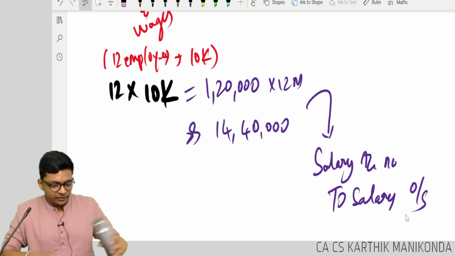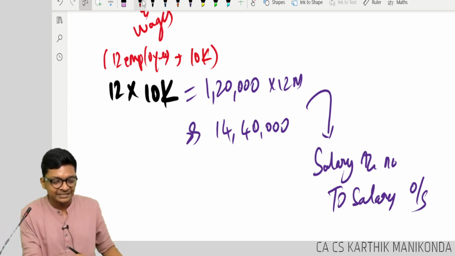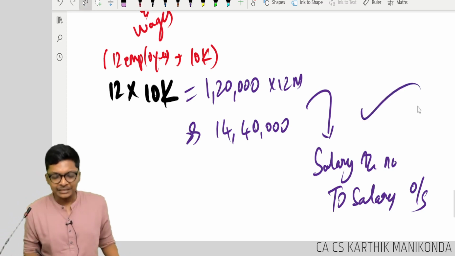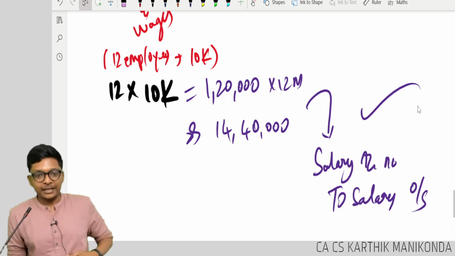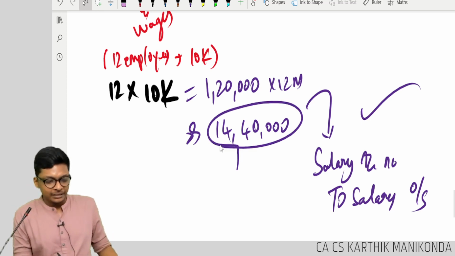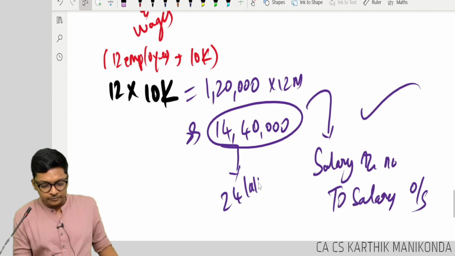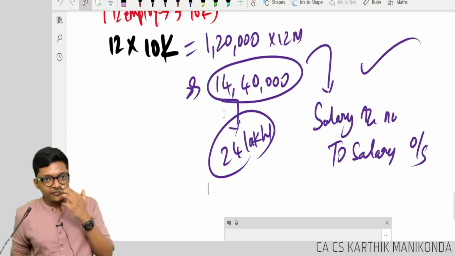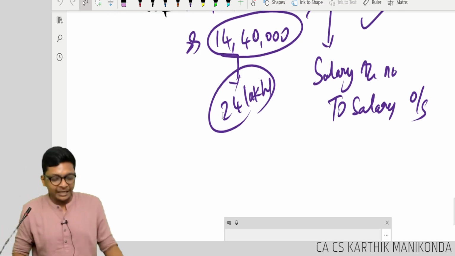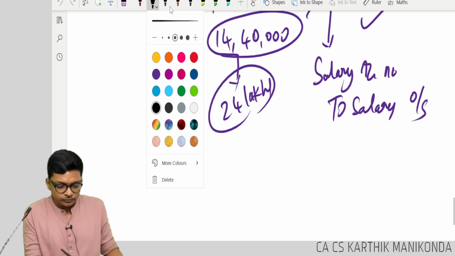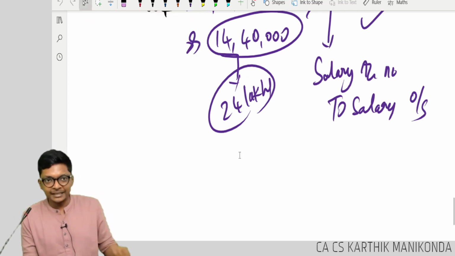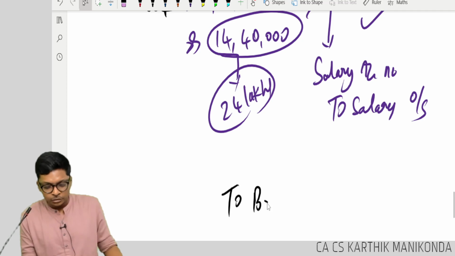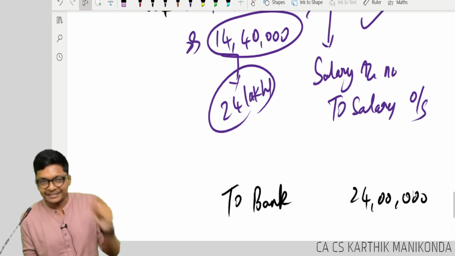Everybody knows the concept of accrual. The standard also says exactly the same thing. So we don't care. Now, instead of 14 lakh 40, I paid 24 lakhs. Now what will be the entry? Instead of 14 lakh 40, I paid 24 lakhs. Now what will be the entry, guys? I want the entry. I will give you credit. To bank 24 lakhs, because I paid 24 lakhs, I know.